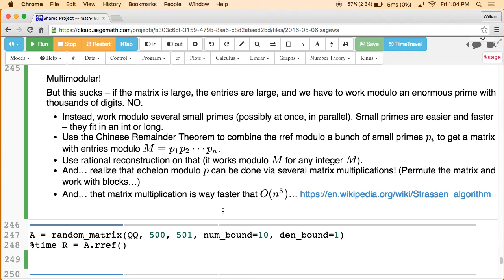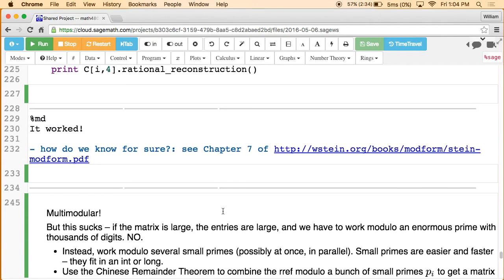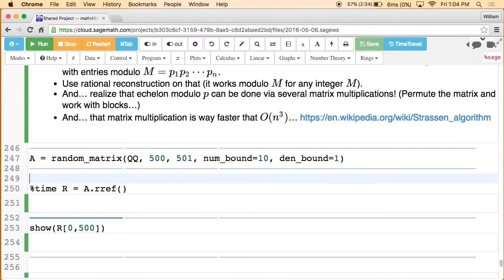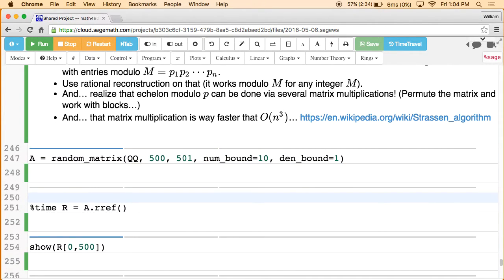However, imagine you take your matrix that you want to compute the reduced row echelon form of. Let's say it's this 500 by 500 random matrix that I'm about to define over the rational numbers. So I just defined a terrifying 500 by 501 actually matrix.